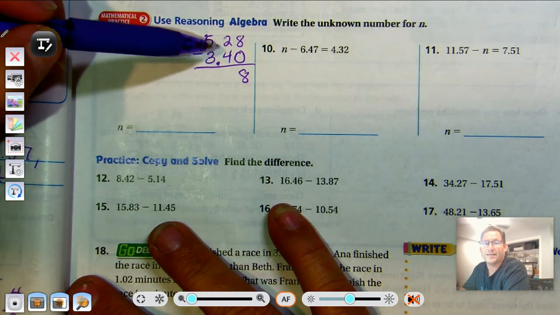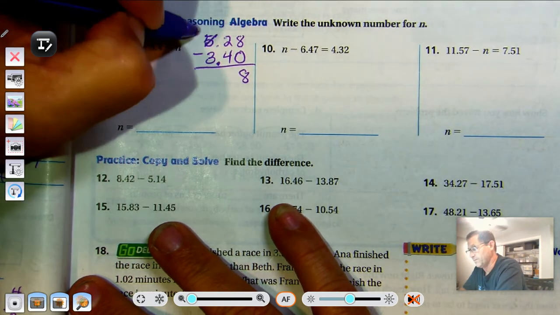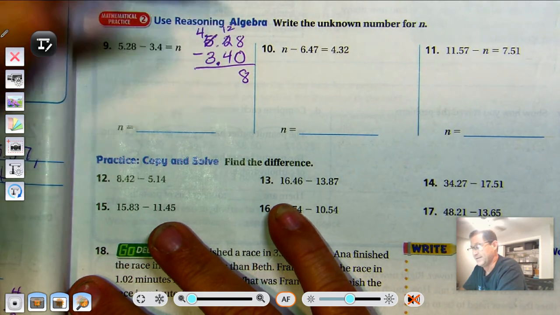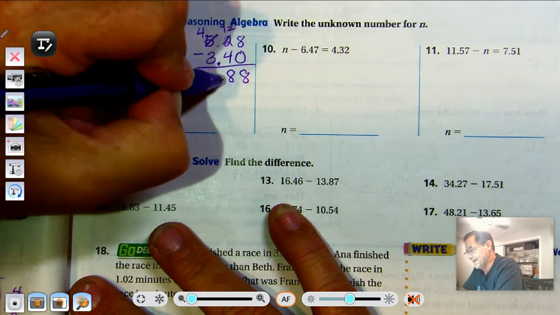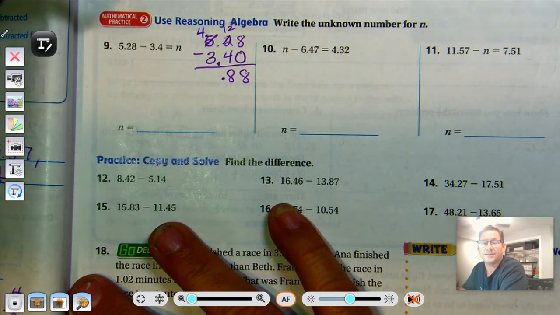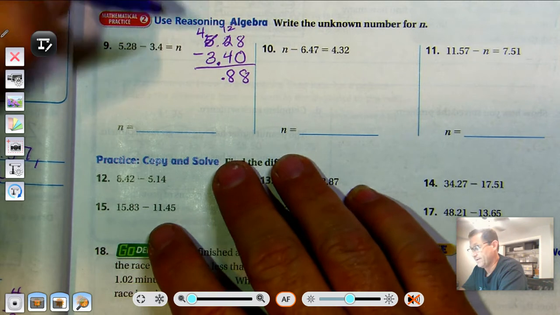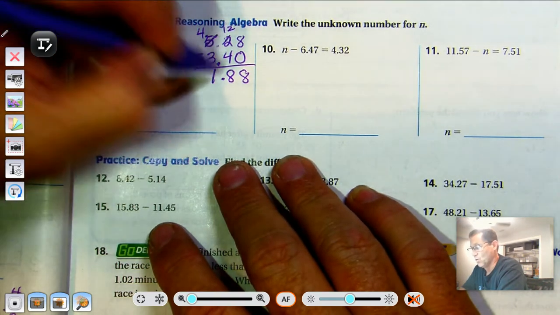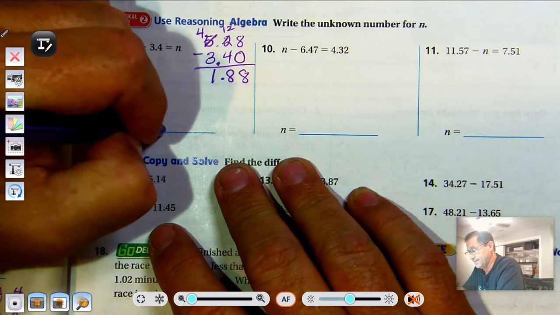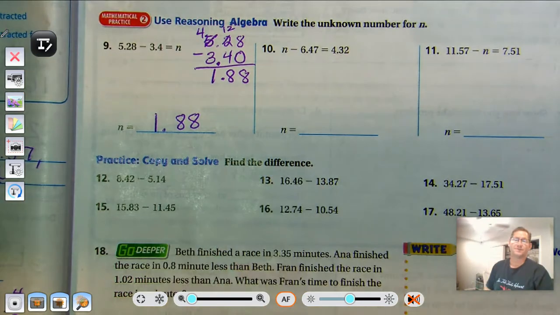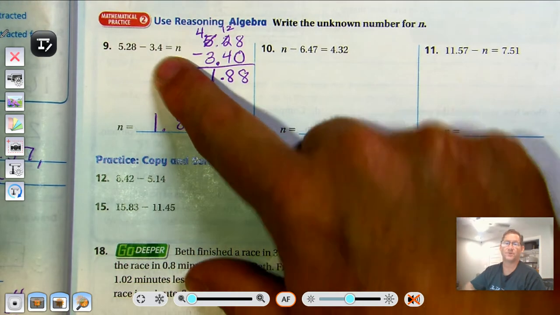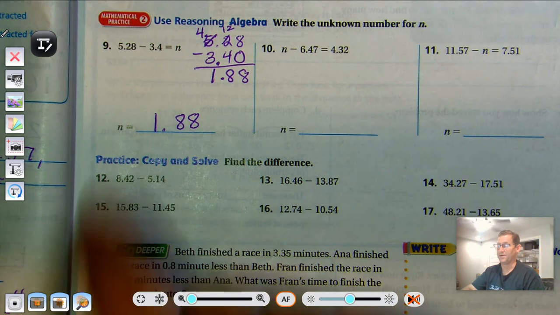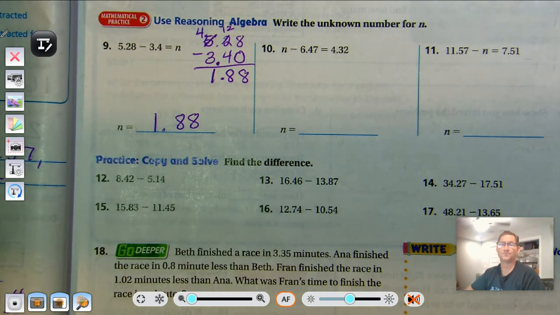I can't take 4 tenths from 2 tenths. So let's regroup from the ones and give 10 tenths to the tenths. 12 tenths, take away 4 tenths is 8 tenths. We're finished with the decimal portion. Bring down the decimal point. 4 ones, take away 3 ones, 1. So n is 1 and 88 hundredths. You could verify that answer by taking the difference and adding it to the 3 and 4 tenths. And you should get 5 and 28 hundredths.